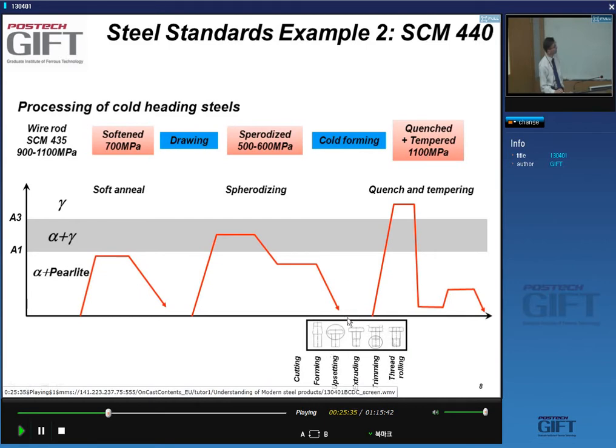And so the cold forming involves taking this wire, cutting it, doing steps such as upsetting and extruding this end, trimming the end, and then rolling thread to this bolt. And then this bolt is not hard enough to use as a bolt in practice. So you need to do quench and tempering, yes, so that you have a martensitic microstructure.